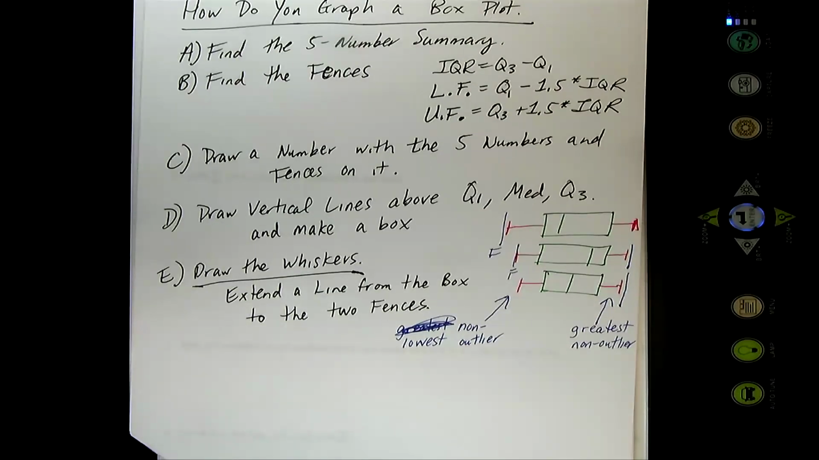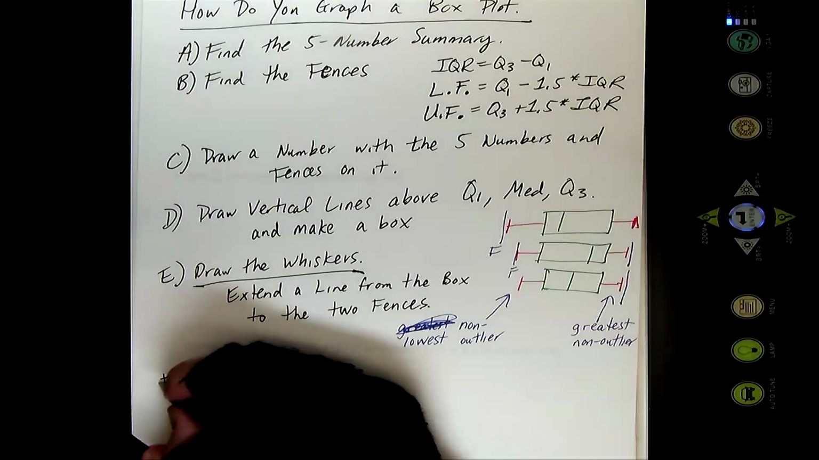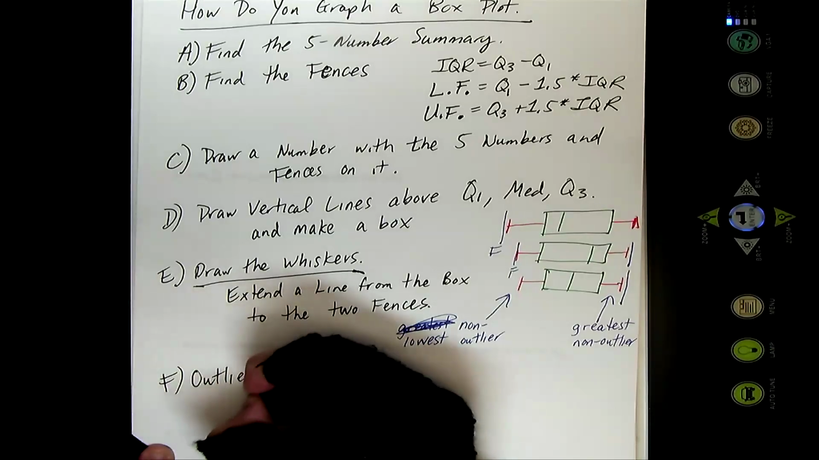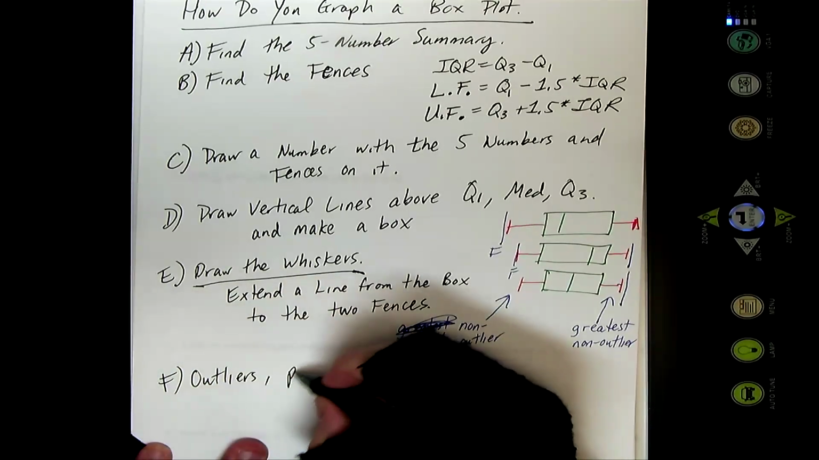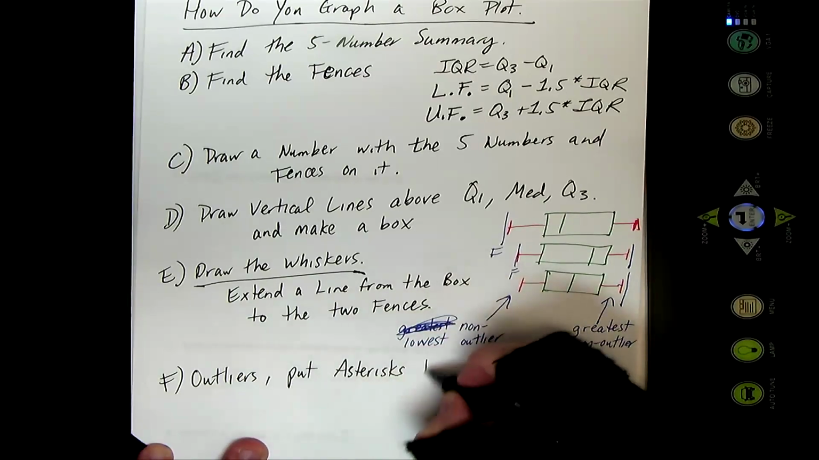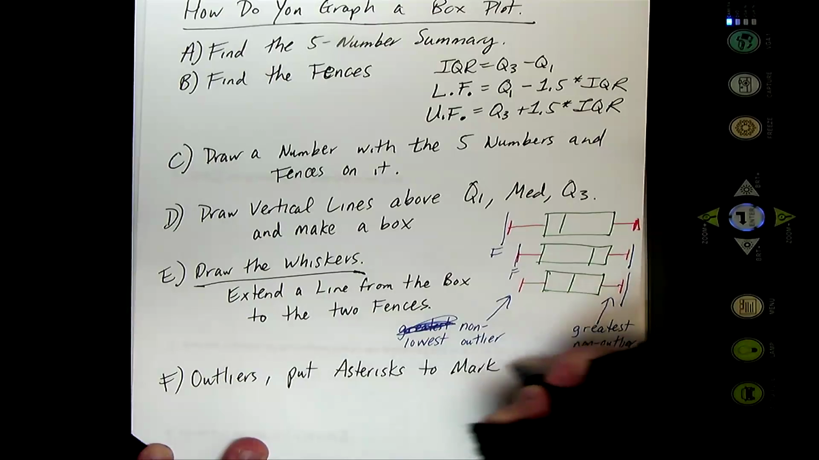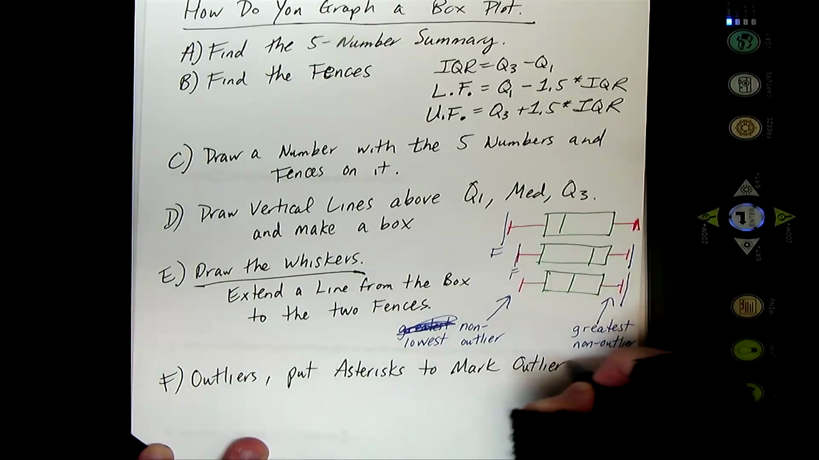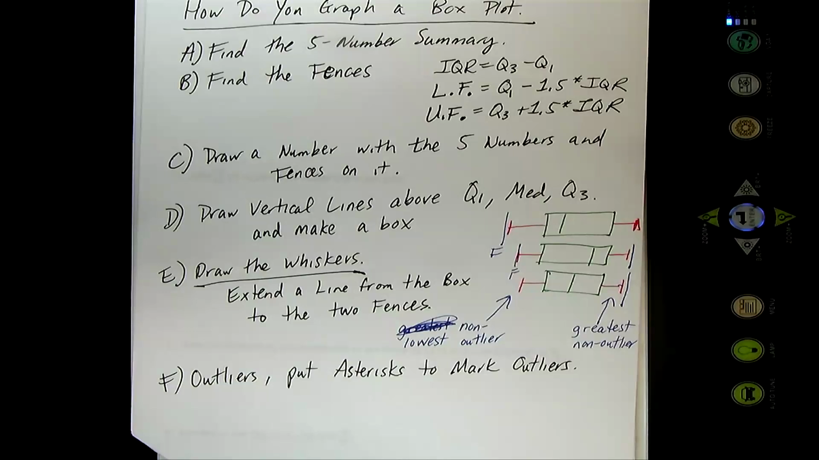And finally, for outliers, they put asterisks to mark outliers. This is a list of the steps, we're going to do it by hand in a second.